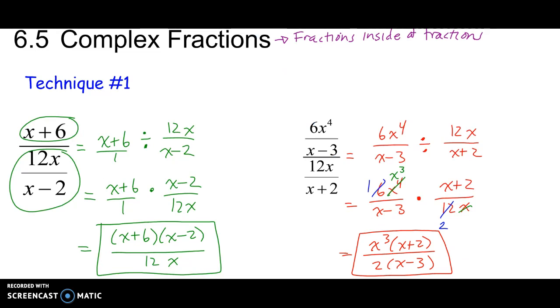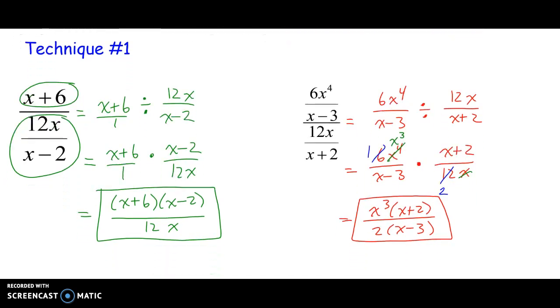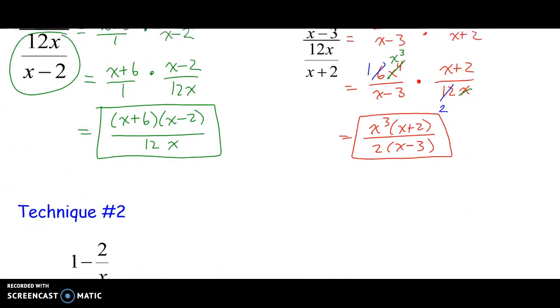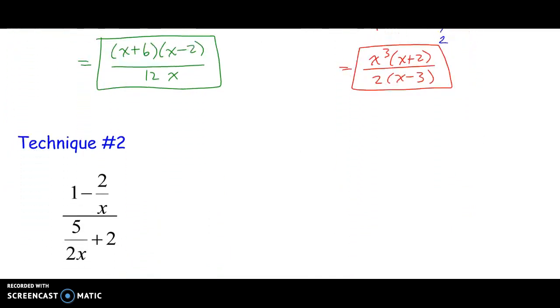This technique, where you write it as a division and you multiply it by the reciprocal, works pretty well when your denominator is just a single fraction. Unfortunately, that's actually not all that common. Quite often, the denominator that you're going to be taking a look at will have more than one piece to it, like this one here. So there is a second technique, and the second technique is much faster in a situation like this.